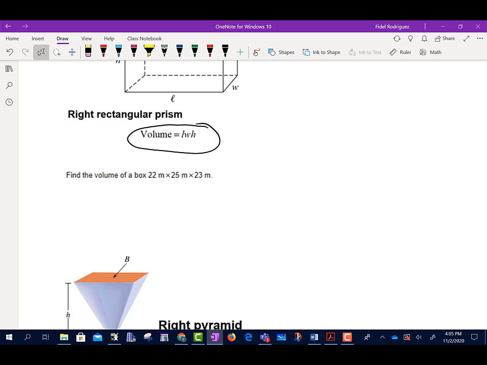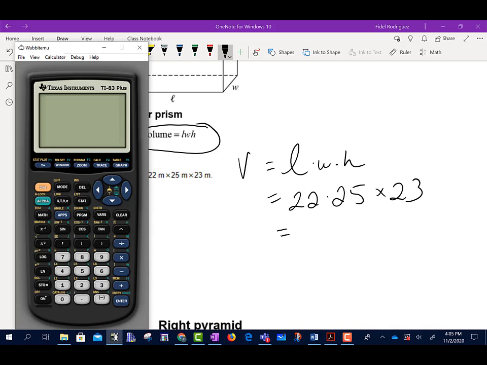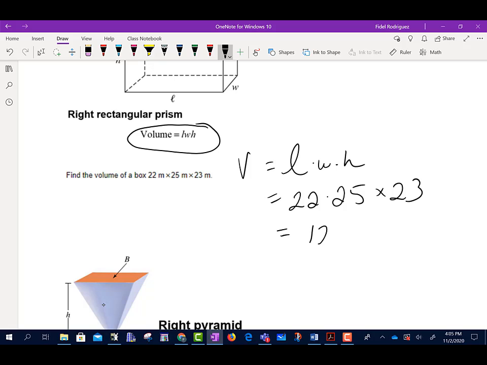Our first problem just says, let's find the volume of a box with sides 22, 25, and 23. The formula again is length times width times height. So we're going to take 22 times 25 times 23. Let me take my calculator, turn it on, clear this out. 22 times 25 times 23, and I'm coming up with 12,650.